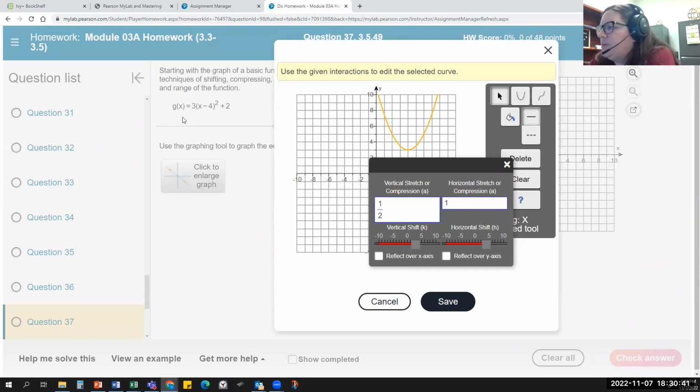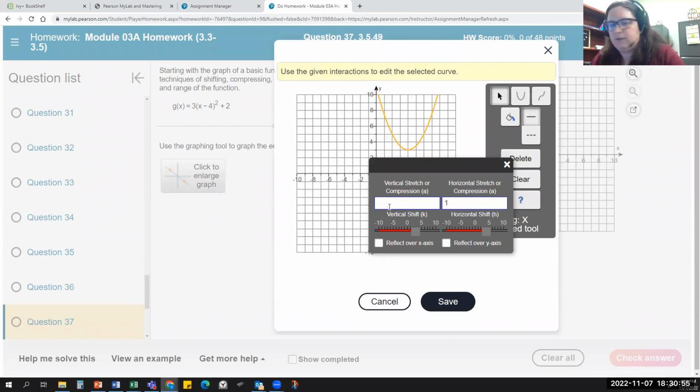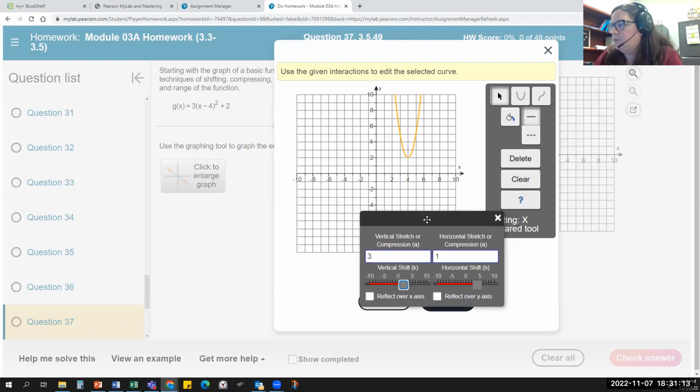So this example has the 3 out front, which is going to be the vertical stretch or compression. The one thing this doesn't have is a reflection. If it was a -3 out front, then I would have the reflection as well. But then we have the vertical shift, the +2, and then the horizontal shift. The x-4 means a horizontal shift actually of +4. So we get this graph.